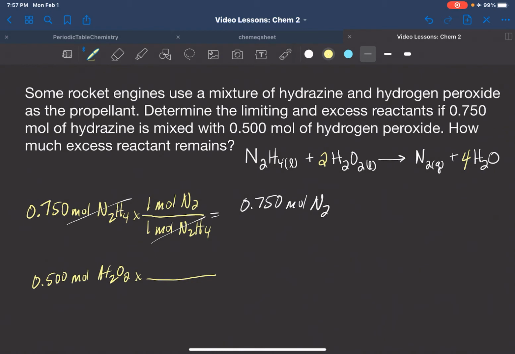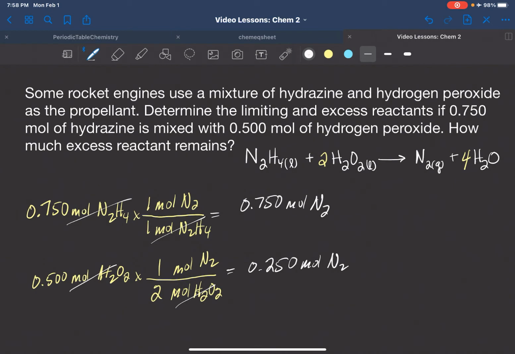All right, and in this reaction, we see that there are 2 moles of the peroxide for every 1 mole of the nitrogen gas. So we've got moles of peroxide to a ratio of moles of nitrogen gas. We can see there's 2 moles of these for every 1 mole of those. Cancel out our units. We should never forget to do that. And then half of 0.5 is 0.250 moles of N2.